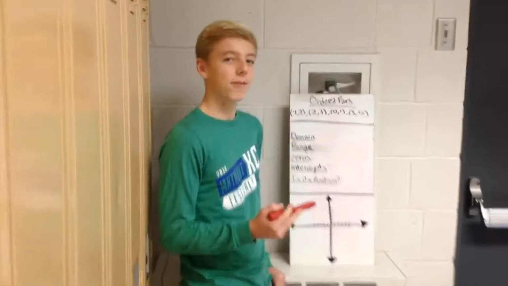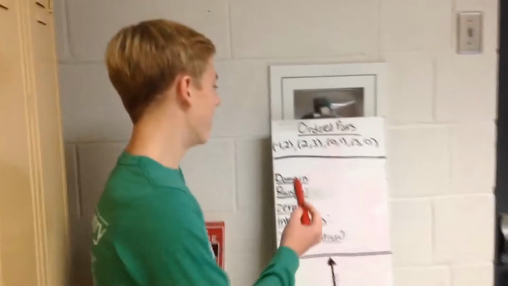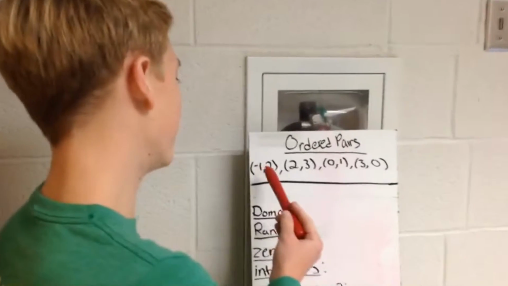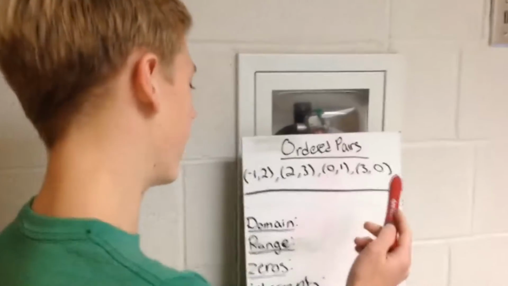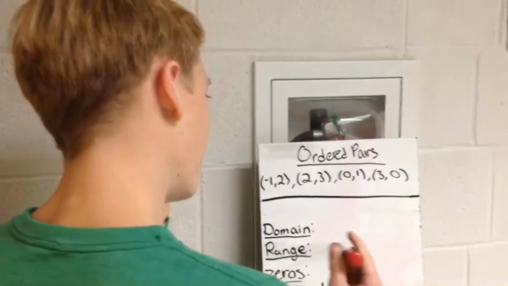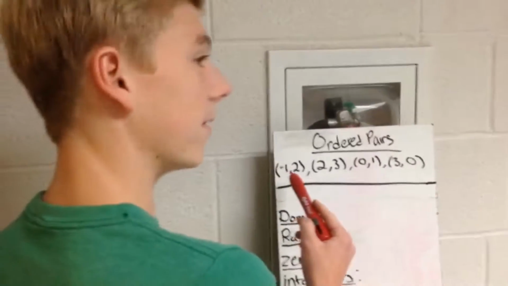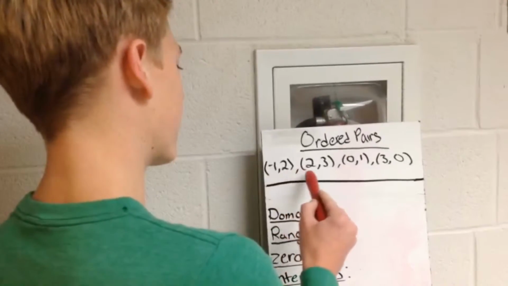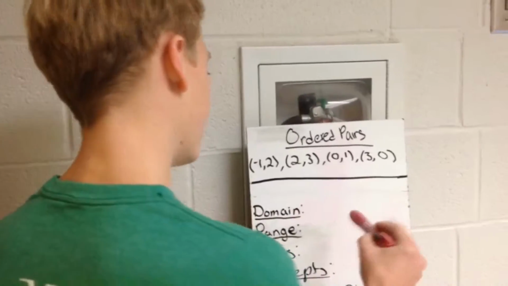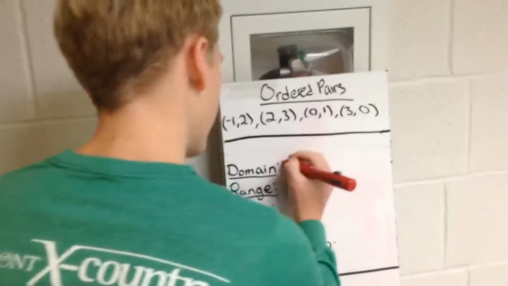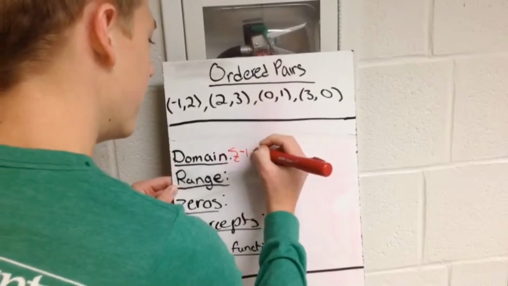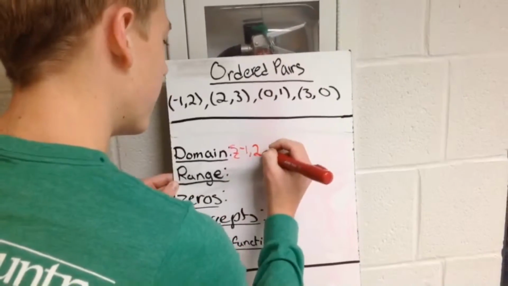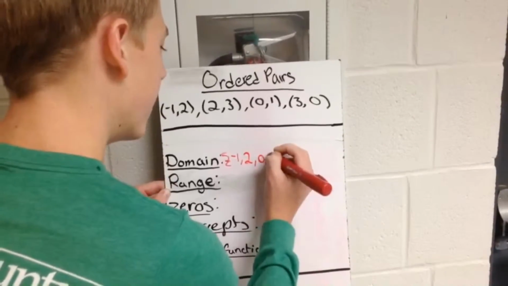Okay, here's an example of analyzing a function. We have the ordered pairs (-1, 2), (2, 3), (0, 1), and (3, 0). First we need to find the domain. The domain, as we learned before, is the x of each ordered pair. So the domain is -1, 2, 0, 3.